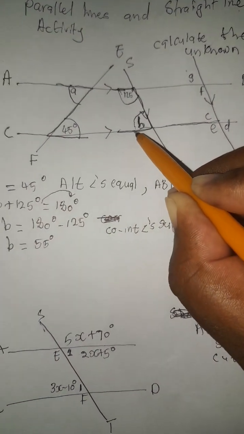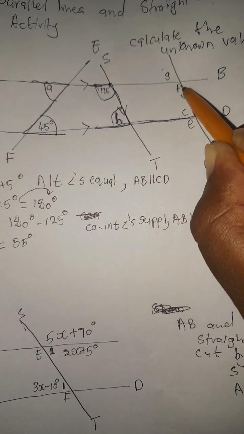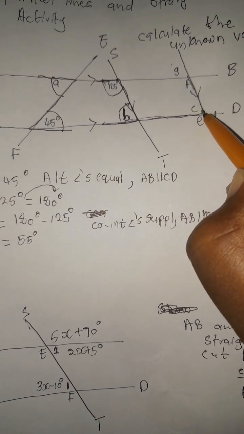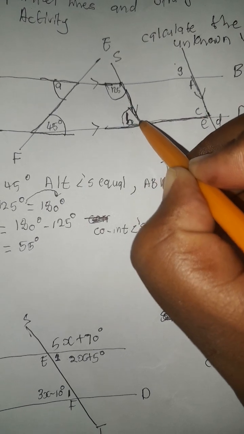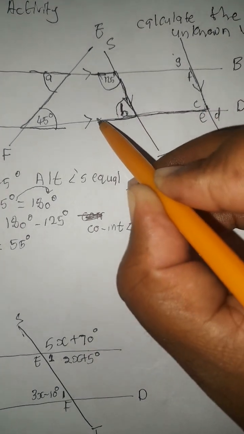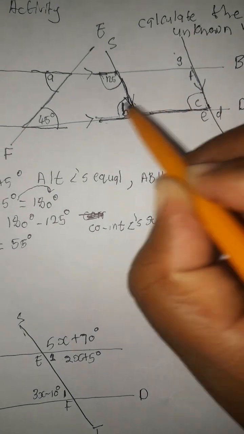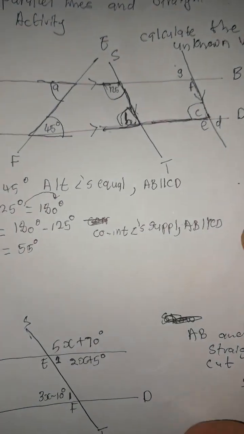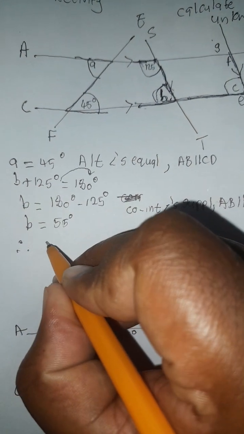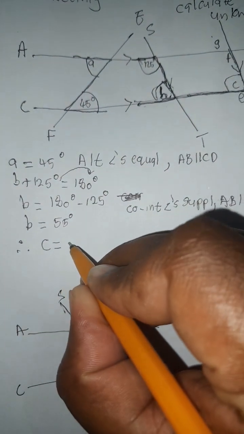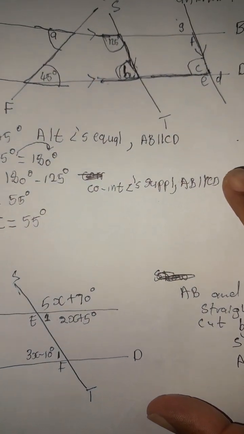Can you see an F shape there, guys? Here's an F shape. You'll see it because I'm showing you now. You can use colors, right? Here's an F shape from here to here to here, meaning that this angle and this angle are equal to each other. So thus, therefore, C is equal to 55 degrees, right? C is equal to 55 degrees.